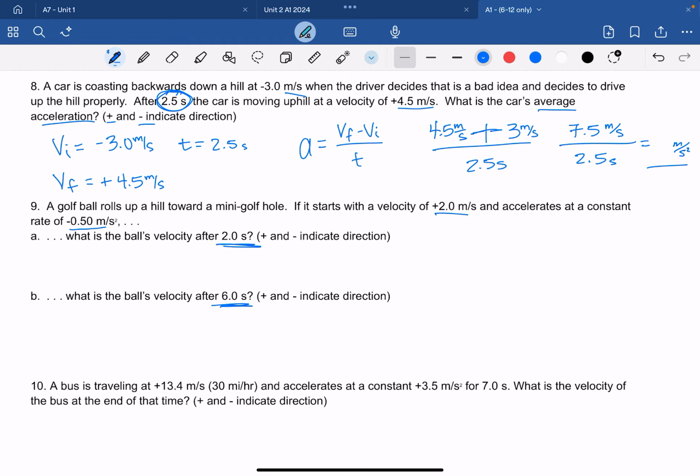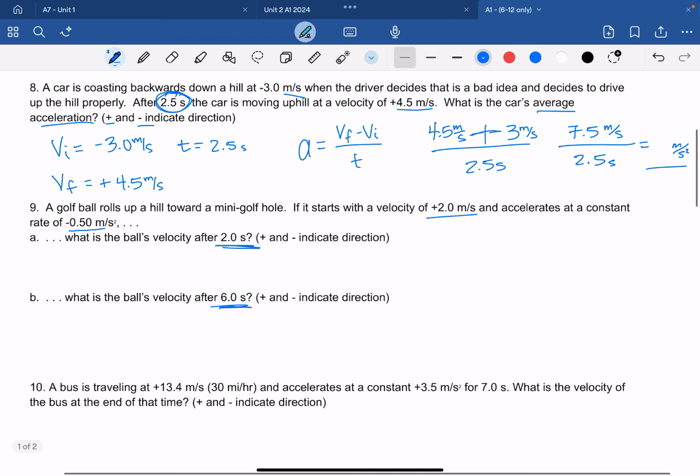Awesome. So when you set this one up, let's first figure out what we know. We do know that it starts with a velocity of 2 meters per second. So when it's saying starting with a velocity of 2 meters per second, that is our initial velocity. And it's accelerating at a constant rate of negative 0.5 meters per second squared. So we technically know that our initial velocity is 2 meters per second. We also know that our acceleration is negative 0.5 meters per second squared.